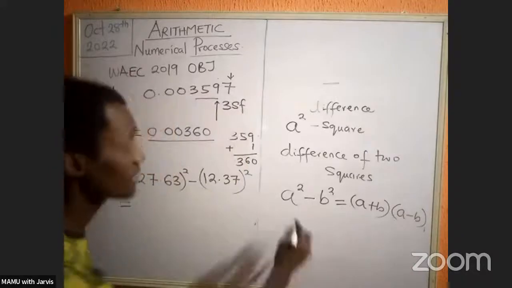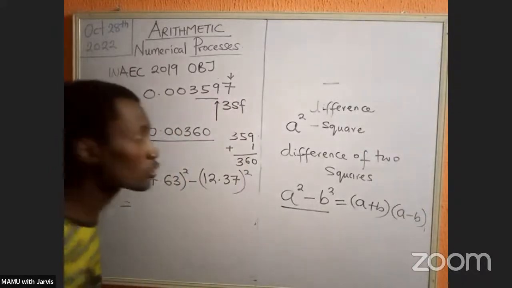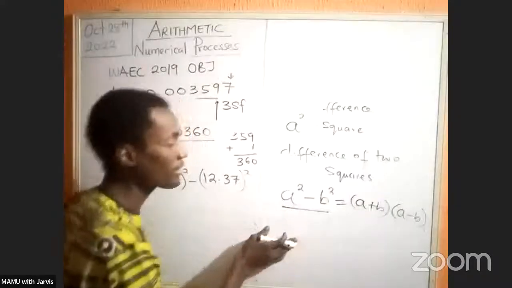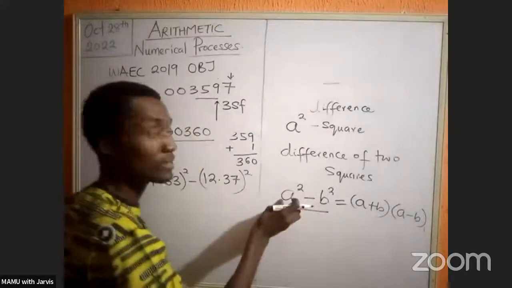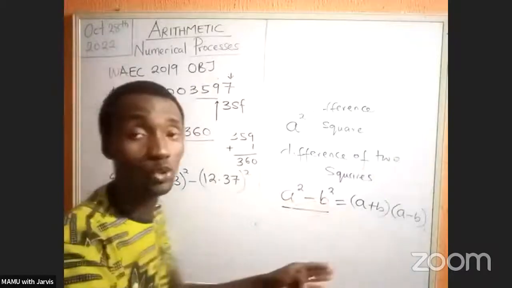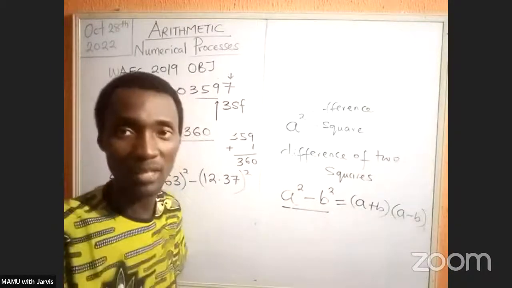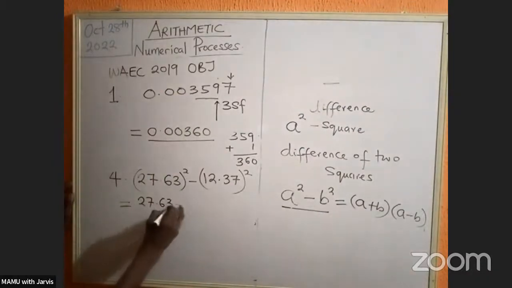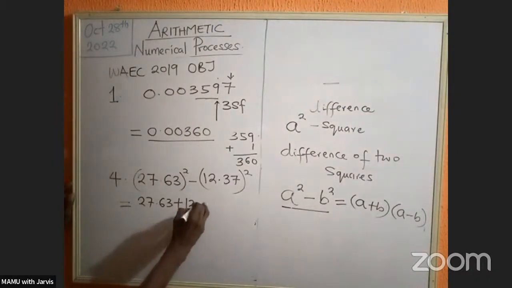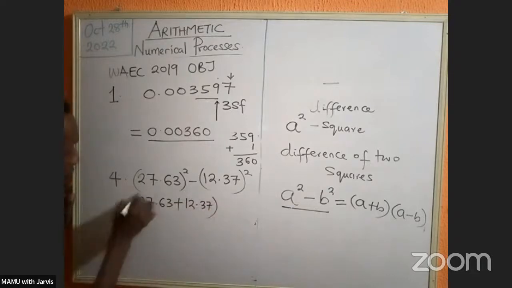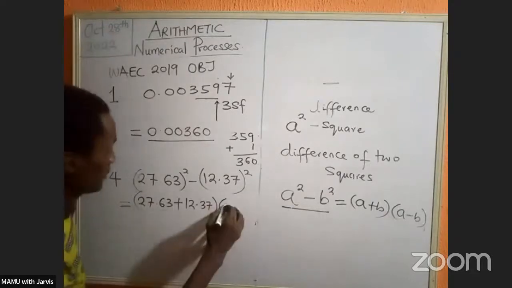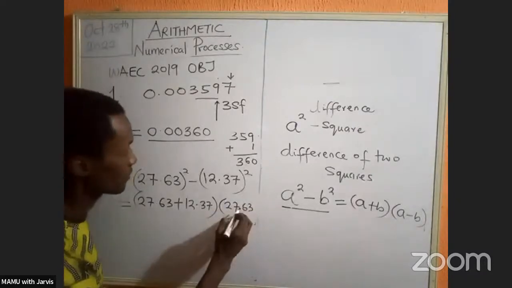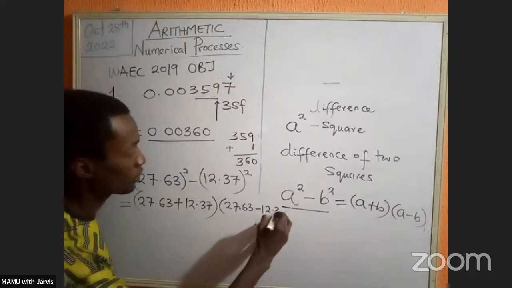So anytime you see this kind of arrangement in maths, what you should do is take this, add it to this, get the answer, then take this, remove this from this. Whatever you get finally, you multiply them. Do you understand? Right, so this will be equal to 27.63 plus 12.37 multiplying by 27.63 minus 12.37.